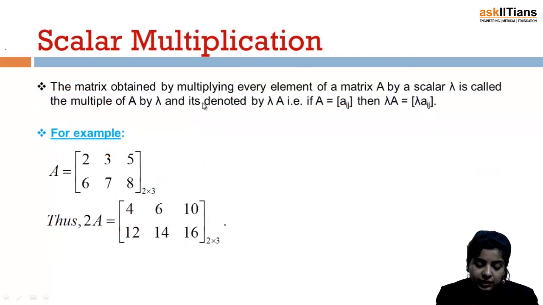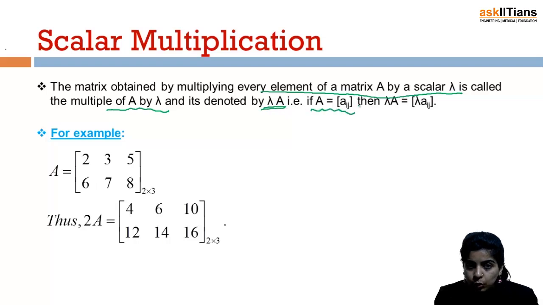Now what do we mean by scalar multiplication? The matrix obtained by multiplying every element of a matrix A by a scalar lambda is called the multiple of A by lambda and is denoted by lambda A. That is, if A equals Aij is some matrix, then lambda A is simply lambda Aij. So as far as scalar multiplication is concerned, you just need to remember that when you multiply a matrix by a scalar, you multiply each and every element of the matrix by that particular scalar.